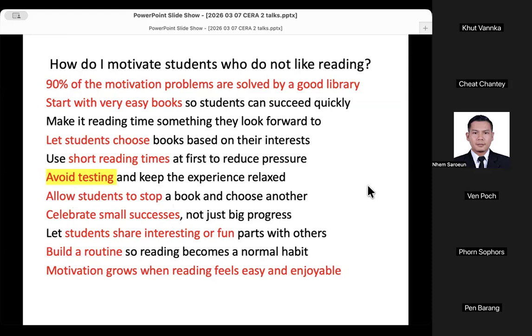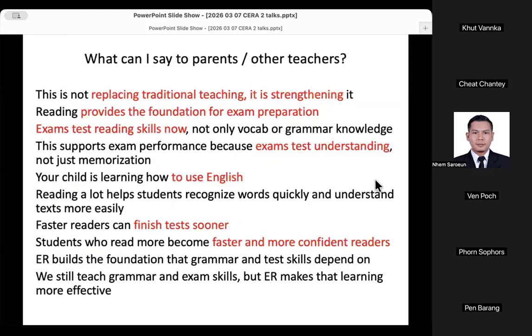I've got two more slides. So what can you say to the parents or other teachers? So you've been listening to this talk and the previous talk, and they'll be saying, yeah, well, it sounds okay, but I'm still worried. Maybe we shouldn't do it in our school, right? So what do you say to the parents? What do you say to the teachers? These are some things you can say.